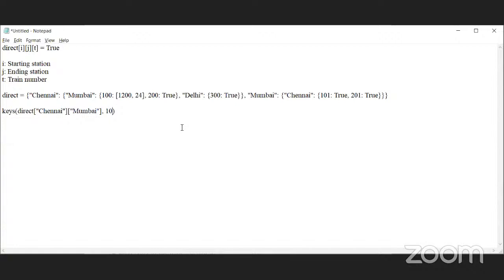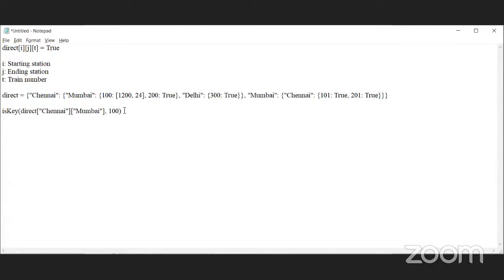But instead of this, if I do 101, it will give you false because it is not running from Chennai to Mumbai. It runs from Mumbai to Chennai. Then I have to exchange these two keys. Is key, right, sir? Yeah, sorry. Is key. Okay. Right. So this particular thing will give you true.